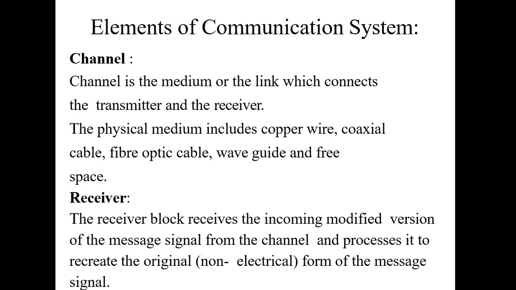If a channel like cable or fiber optic cable exists between transmitter and receiver, it is called as wireline communication system. And if there is no physical channel exists between transmitter and receiver, and if it is the free space or atmosphere we are using as the channel, the system is called as wireless communication system. At the other end, we can see in the communication system there is receiver. The receiver block receives the incoming signal and decodes it or demodulates it and converts the received electronic signal into its original non-electrical form.